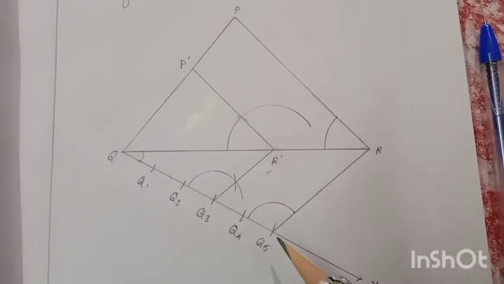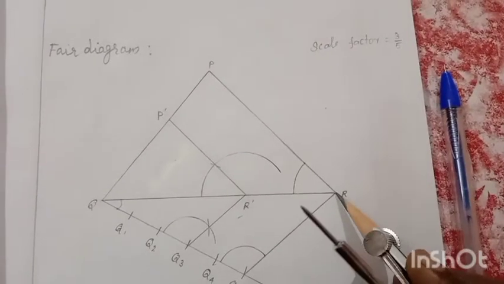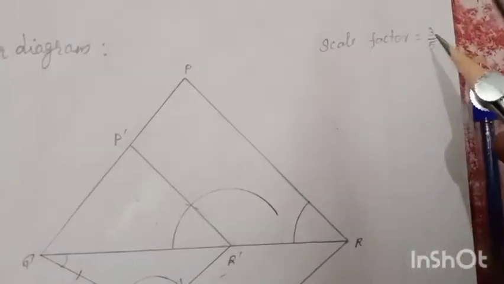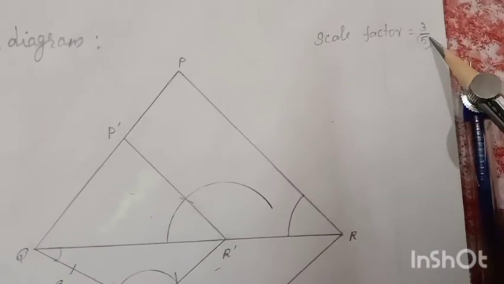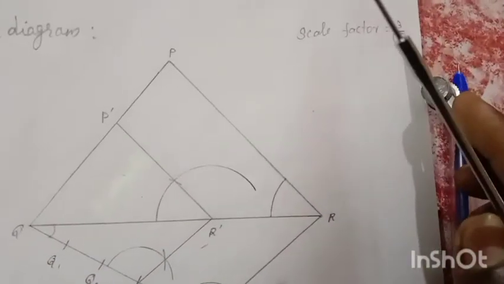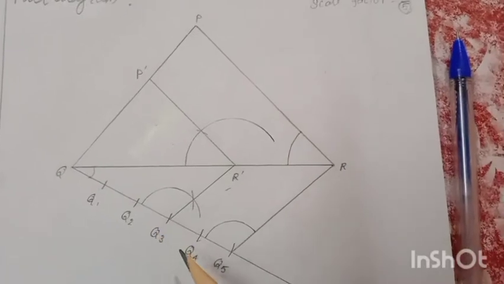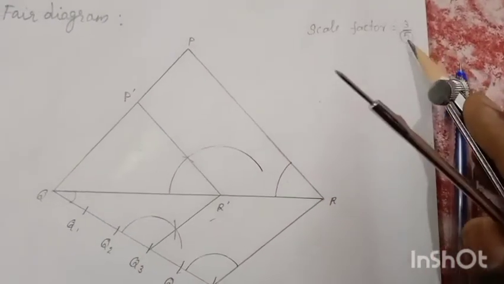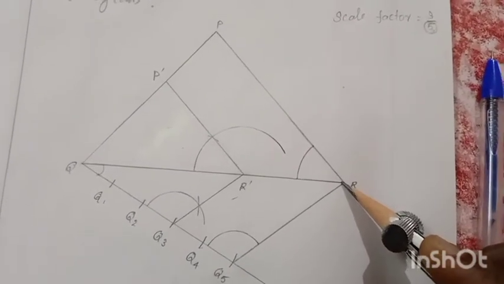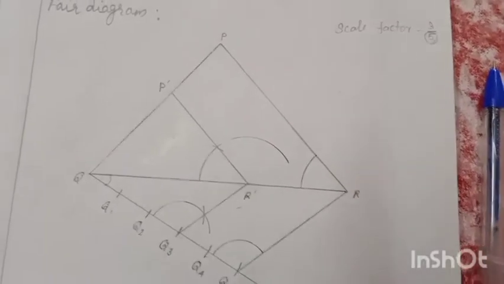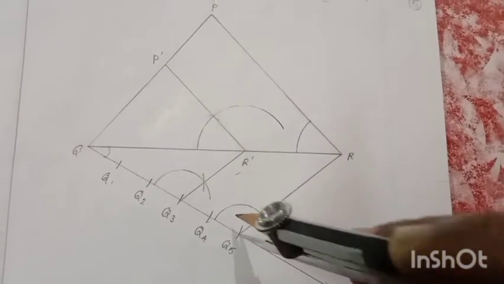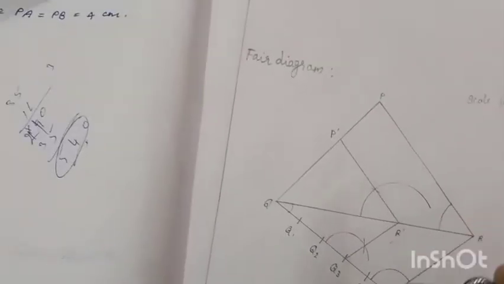After marking these 5 points, join this Q5 with the end point, the triangle's point R. Because the scale factor is given as 3 by 5, you have to consider this denominator. The denominator is 5, so using this denominator we make these points Q1, Q2, Q3, Q4, Q5. Okay, students, the fifth point you have to join with this point R. Then you have to draw one small arc using this last point, the fifth point.